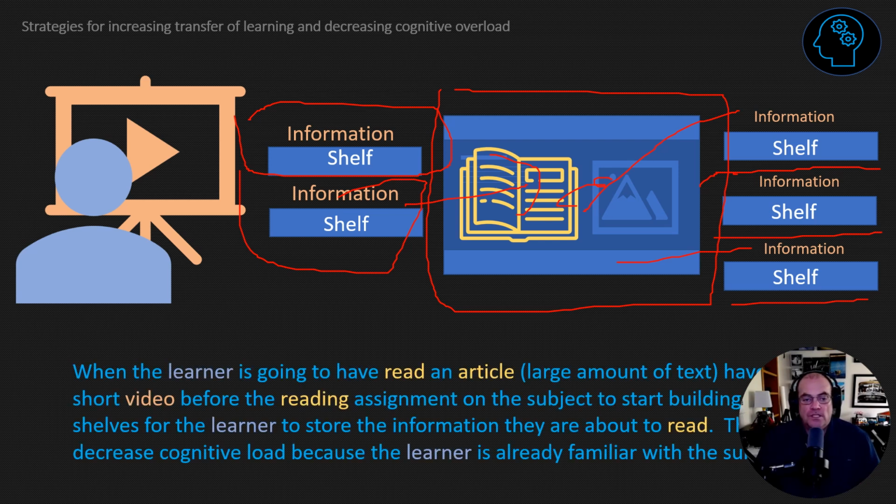Again, I'm not going to read the stuff at the bottom, but it's basically the idea of what I just walked through in the concept. It's just easier to store information if you have some shelves built, some underpinning knowledge, especially if you've got to go read.